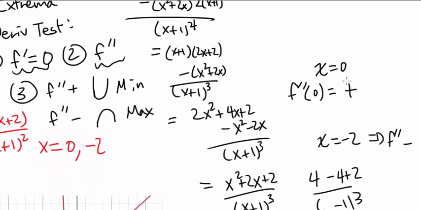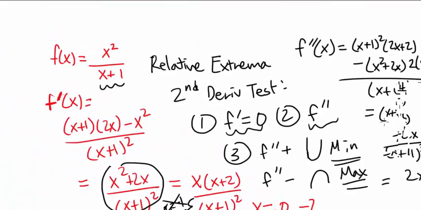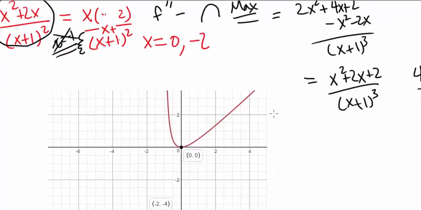Now what does this tell us? Since f double prime at 0 is positive, we have a minimum at x equals 0, and since f double prime at x equals negative 2 is negative, we have a maximum at x equals negative 2. You can plug these values into f of x if you want to find the points where the relative extrema occur, but I'm not going to do that.